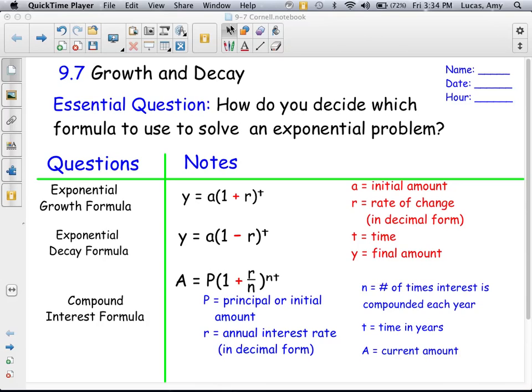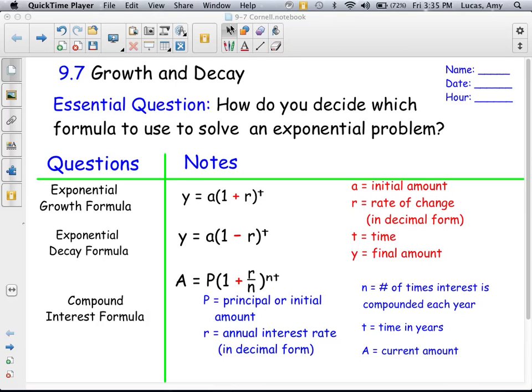First, the exponential growth formula. Y equals A times the quantity 1 plus R to the power of t, where A represents the initial amount, R represents the rate of change in decimal form, t represents time, and y represents the final amount. Exponential growth problems involve something that is growing, and it could be growing rapidly.